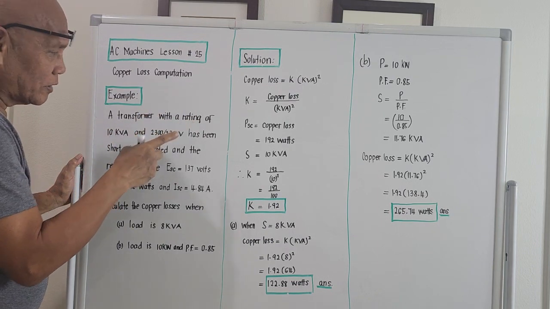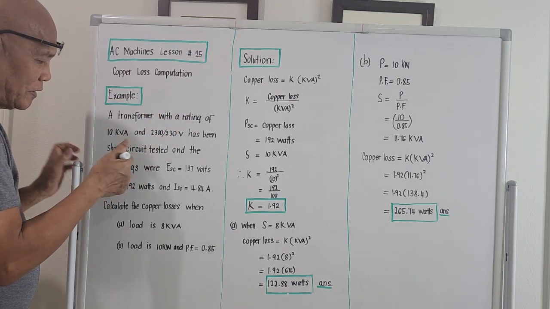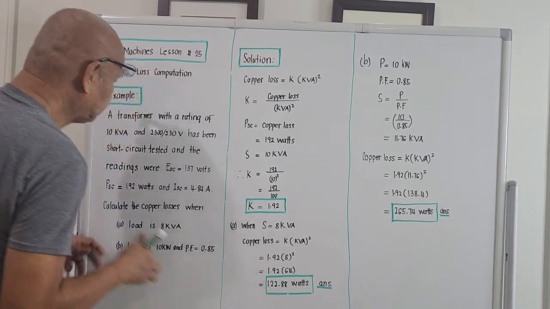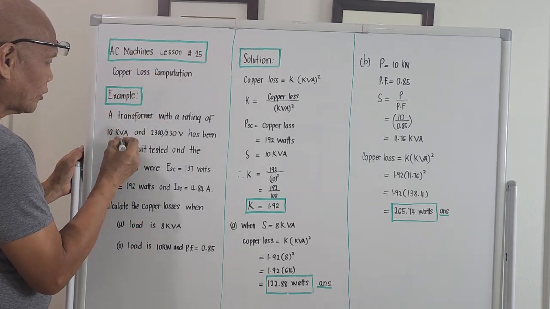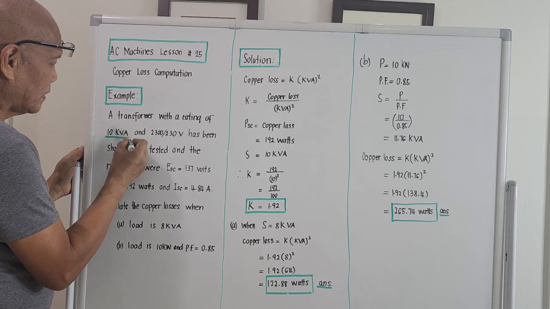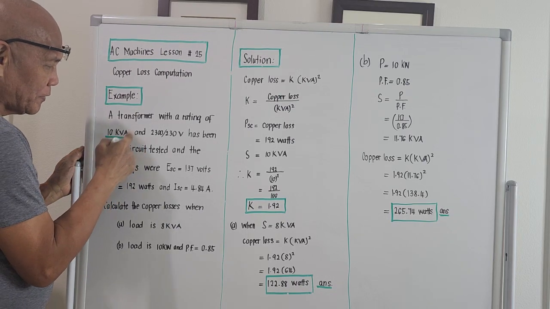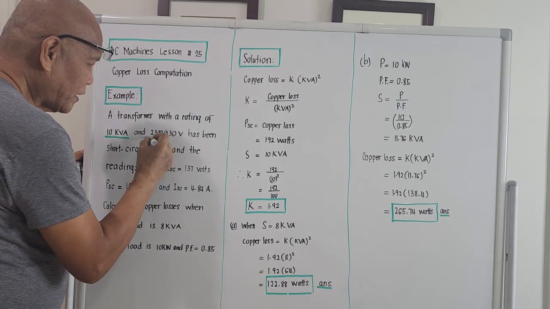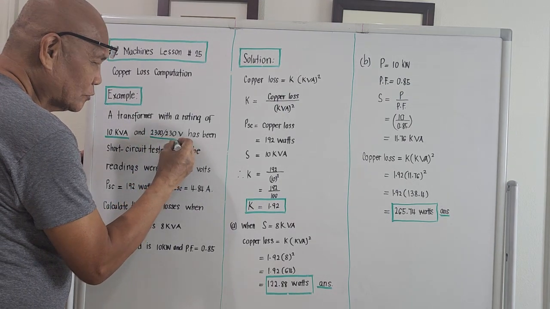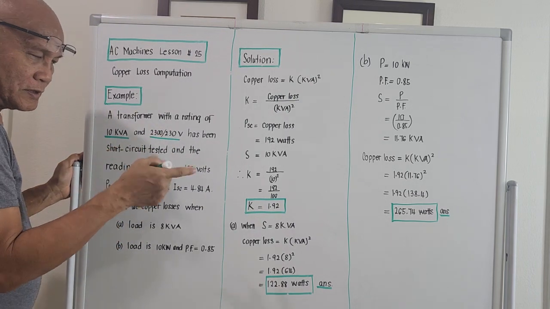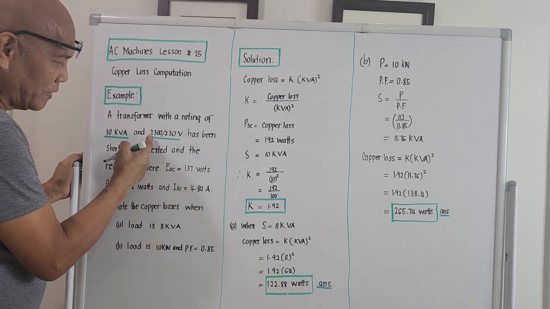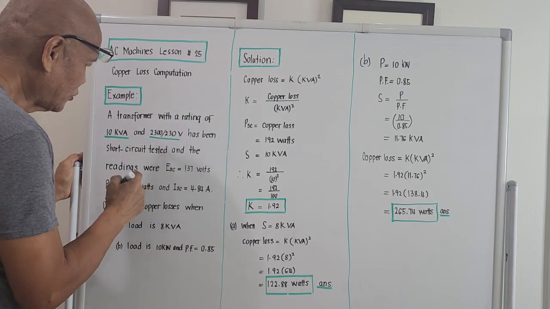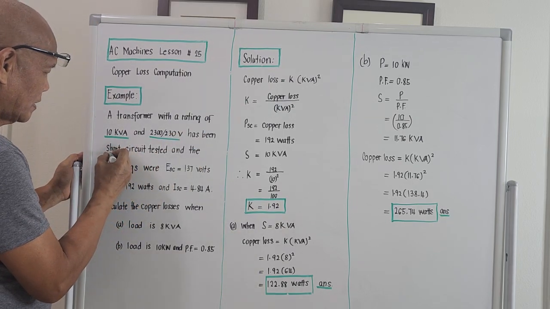A transformer with a rating of 10 kVA. The rating is 10 kVA, meaning the power output is 10 kVA, kilovolt ampere, right? And a voltage rating of 2300 and 230, meaning it's a step down transformer. The primary is 2300 and the secondary is 230, has been short circuit tested.